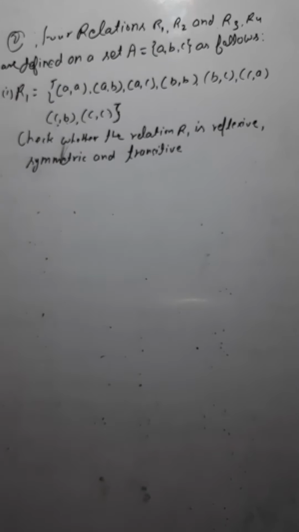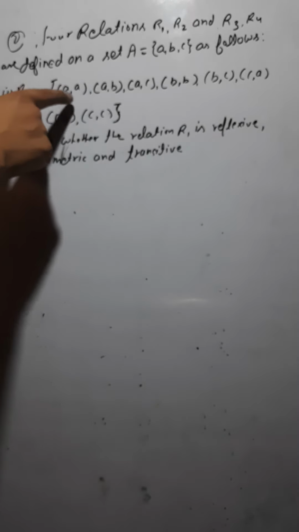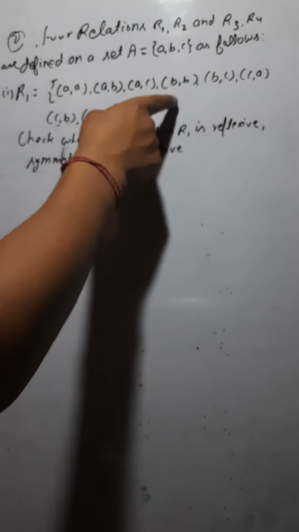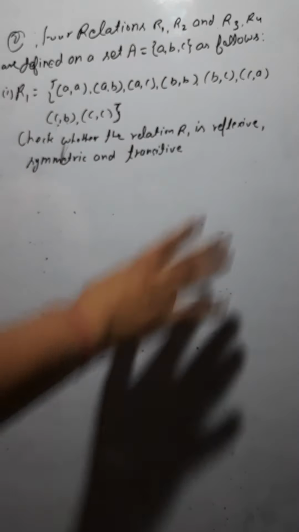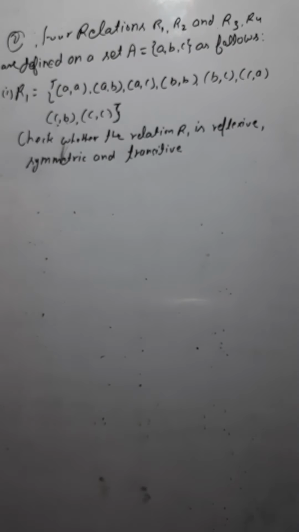So let's talk about the first relation. The relation R1 contains these ordered pairs: (A, B), (A, C), (B, B), (B, C), (C, A), (C, B). Now you have to check whether this relation R1 is reflexive, symmetric and transitive. So how would you check this?